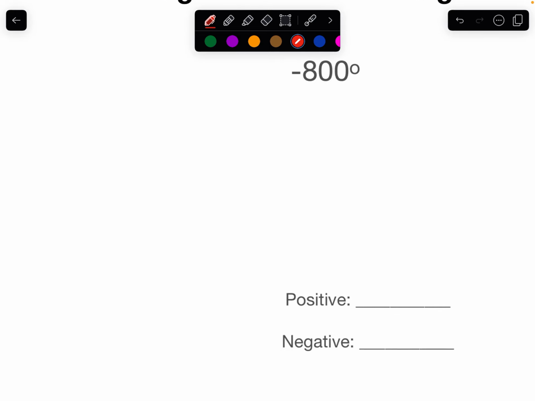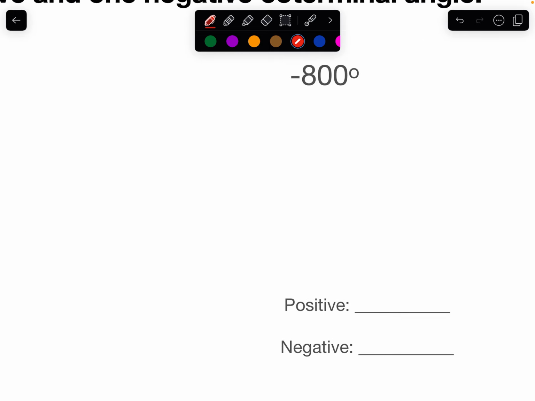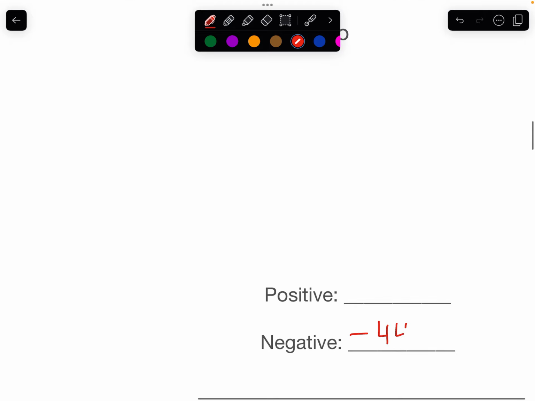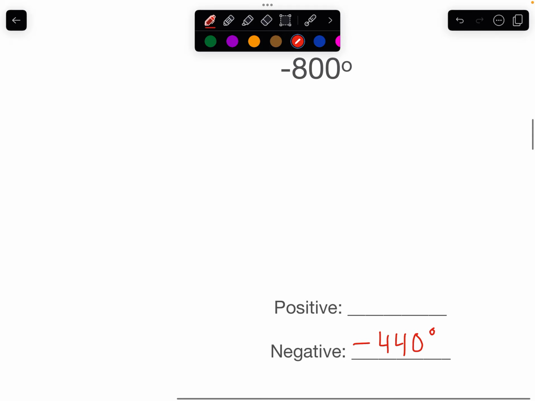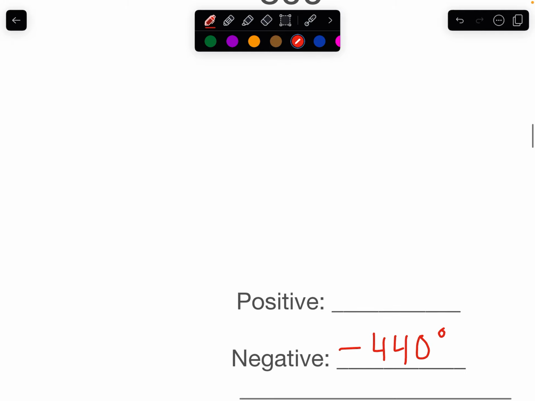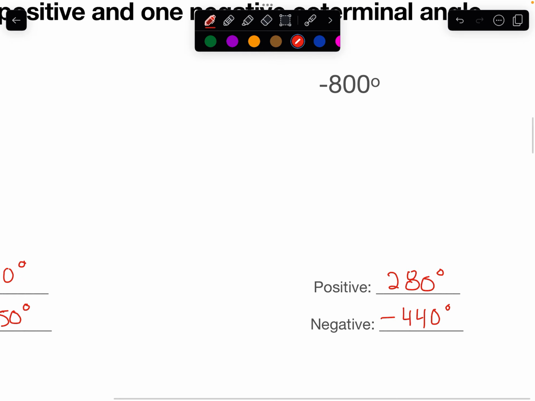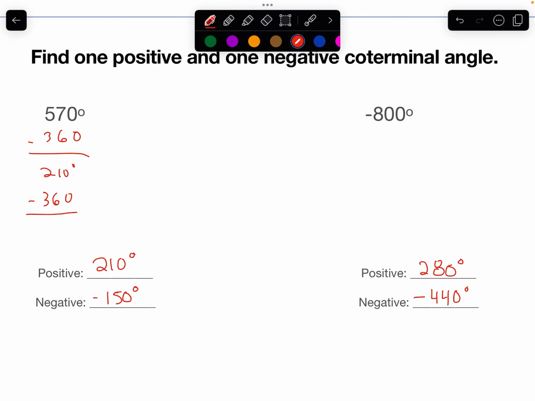With negative 800, to find a positive coterminal angle, I'm going to have to add 360 multiple times, right? If I take negative 800 and add 360 just one time, I'm looking at negative 440. So that's one possible answer for a negative coterminal angle. If I add 360 again, I have negative 80, so that could be another negative angle. And if I add 360 one more time, now I have positive 280. That's the first positive coterminal angle, and we could continue adding 360 to find more. Infinitely many answers to such a question as this.